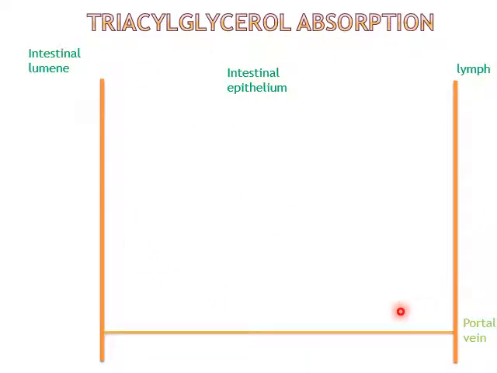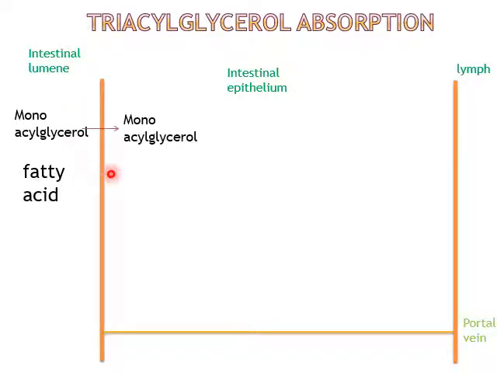Now, this is an intestinal epithelium cell, and here we have the intestinal lumen, and you know that the lipids are absorbed and they are transported mostly in the lymph, and some amount also will be transported via the portal vein. Monoacylglycerols that I mentioned are the most predominant form of lipids that are absorbed in the small intestine.